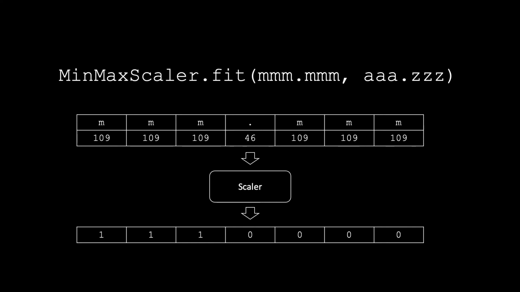This distortion becomes more apparent when we look at MMMM.MMMM, which translates to 1110000. In this case, the same letter M has translated as both a 1 and a 0. This can be resolved by adding a dimension and conducting an additional 1-hot encoding. This is what has been done here.